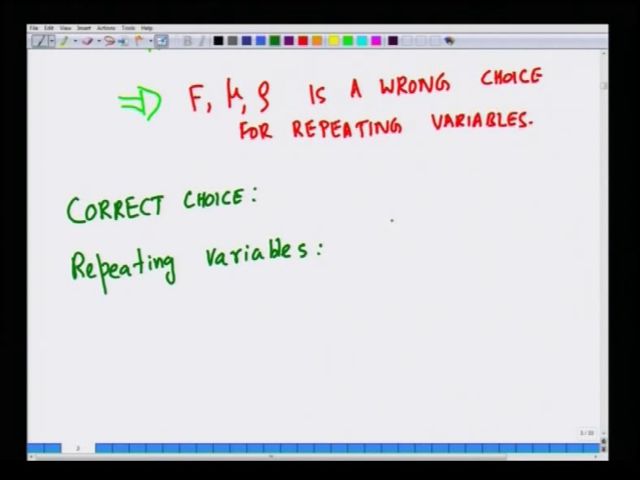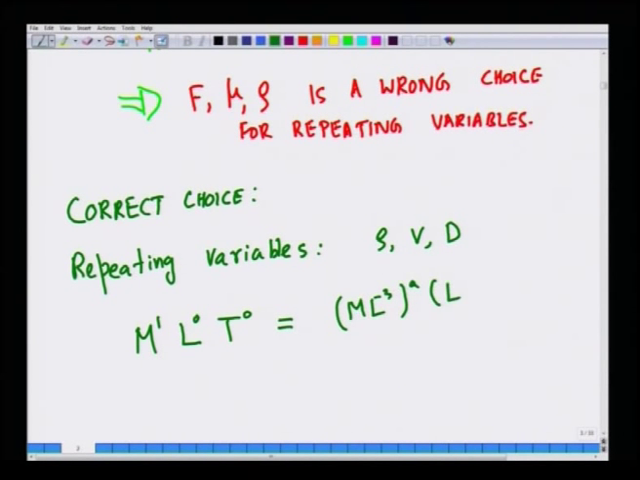So, now let us try to select the repeating variables as rho, V and d. Now, let us see whether we can get a mass out of rho, V and d. M to the 1 L to the 0 T to the 0 is M L to the minus 3 to the power A, times L T to the minus 1 to the power B, times L to the power C. This is equal to M to the power A, times L to the power minus 3A plus B plus C, times T to the power minus B.